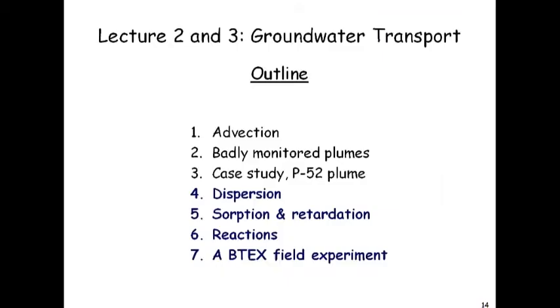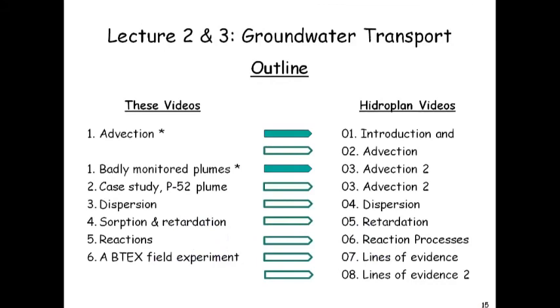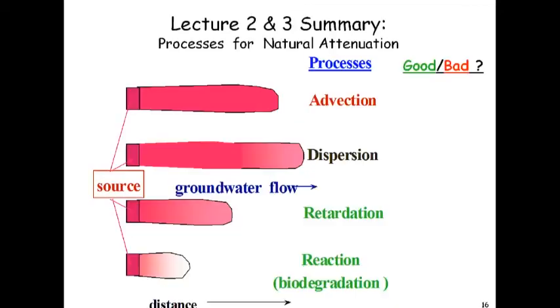The next 4 areas, dispersion, retardation, and reaction, are fairly well covered in the videos that Hidroplan has on its website. These videos are working towards a remedial technology called monitored natural attenuation, and we give you a case history near the end of how you might apply this sort of fate and transport information to decide whether natural processes are adequate to remediate sites. So we've shown you the links between our interests and the Hidroplan videos. We just want to add one summary to that. So this is a summary for lecture 2 and 3.